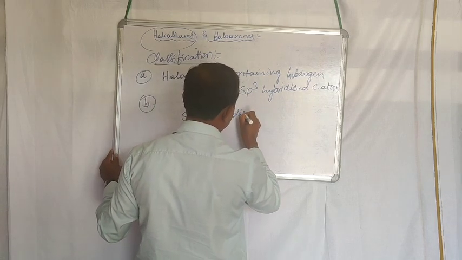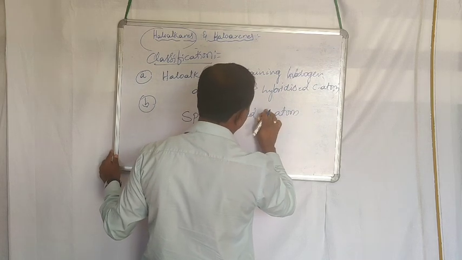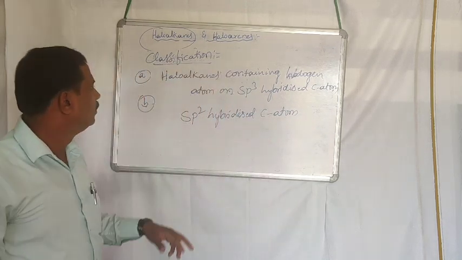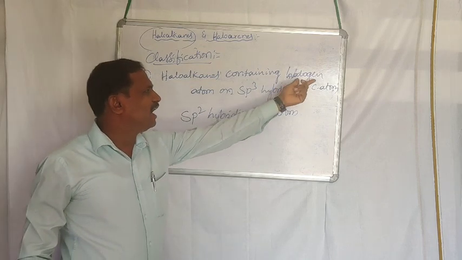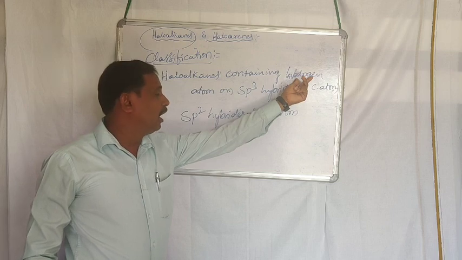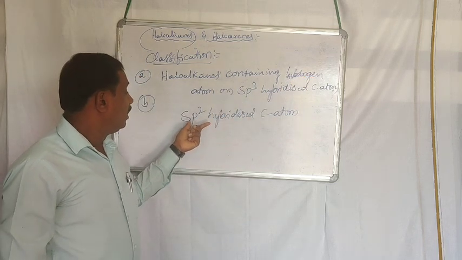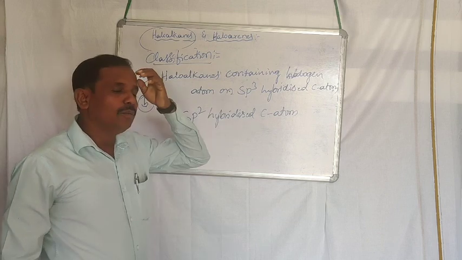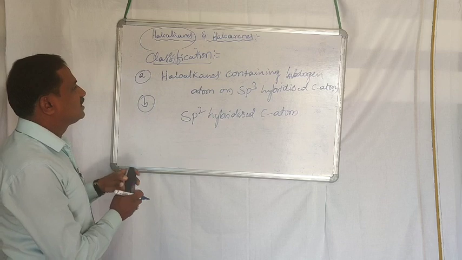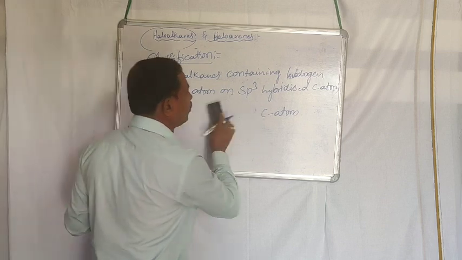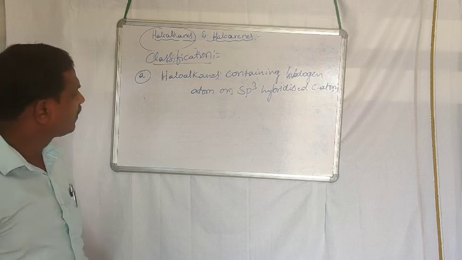It's very simple. In haloalkanes, the halogen atom is attached on a carbon atom, and that carbon atom undergoes which type of hybridization. It's very important. First we will discuss haloalkanes containing halogen atom on sp3 hybridized carbon atom.